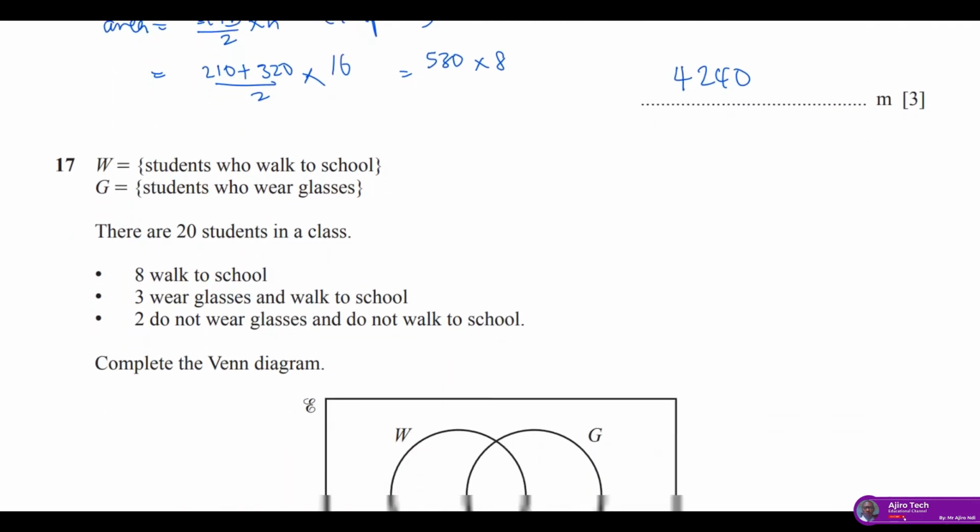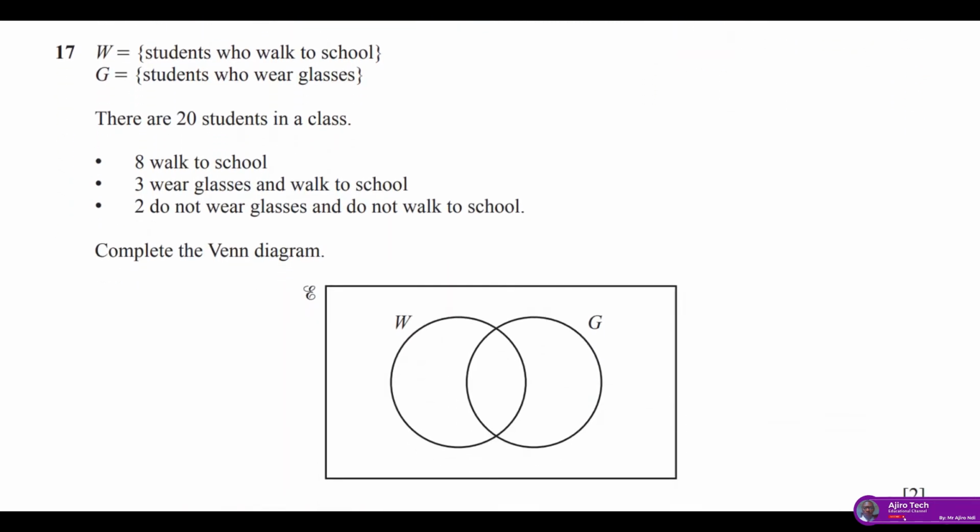Now, Venn diagram, question 17. W is students who walk to school. G is students who wear glasses. There are 20 students in the class. 18 walk to school. 3 wear glasses and so on. Now, 2 do not wear glasses and do not walk to school. This 2 does none, so they'll be outside.